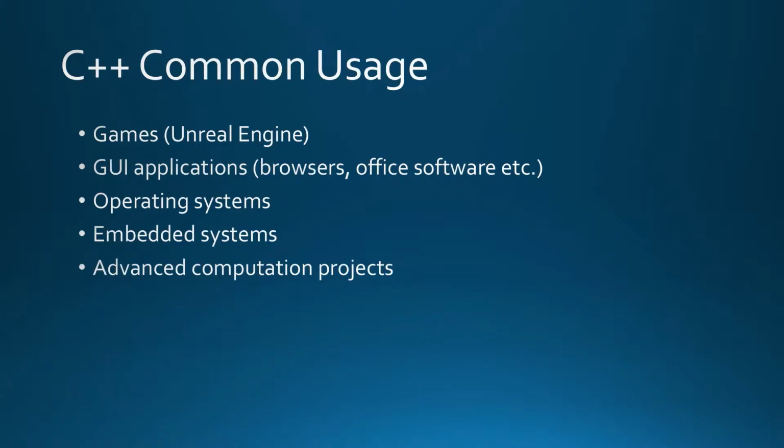Let's check the common usages for C++. This language is used mostly for game development using Unreal Engine, GUI applications like browsers, office software, etc., operating systems and embedded systems, and advanced computation projects. So anywhere where you have to write a program which runs as fast as possible, but it may take a bit longer for you to write it, because you have to worry about memory allocation.